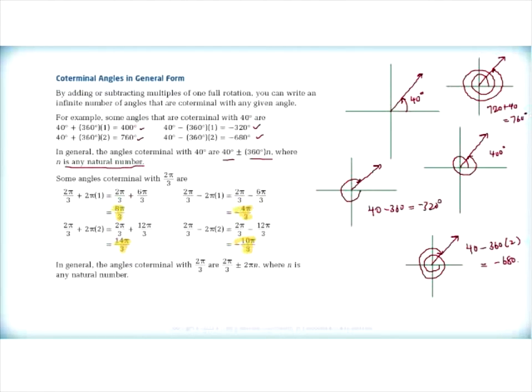And again, in general, the angles that are coterminal with 2 pi over 3 are simply 2 pi over 3 plus or minus 2 pi n, where n is one of the natural numbers. Now remember, the natural numbers start with the number 1. There's our natural numbers. So as long as we plug in a natural number, we will be getting angles that are coterminal with the given angle.